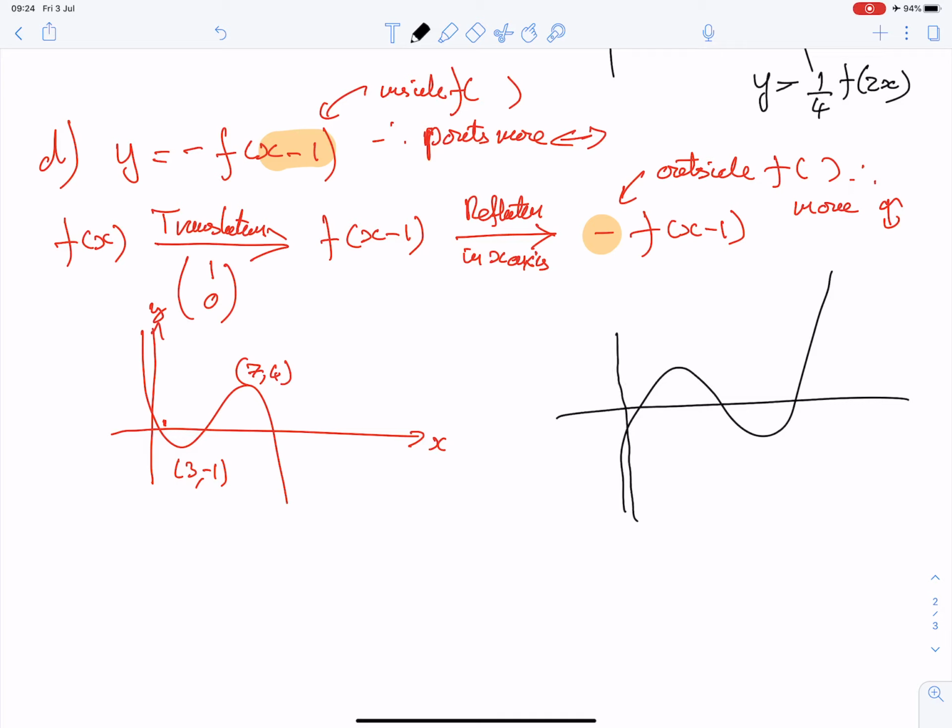And we're going to have, this is still going to be 3 across, but it'll be plus 1. This will still be 7 across, but it'll be negative 4. And the origin moved 1 to the right. So this point here is 1, 0, and that is O dash. It's where the origin has gone to.